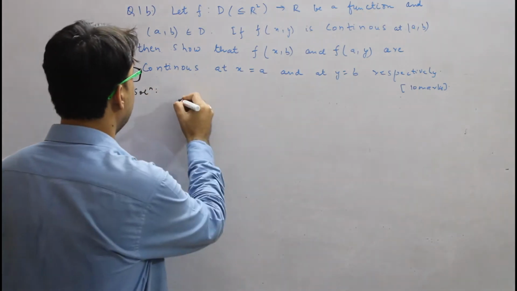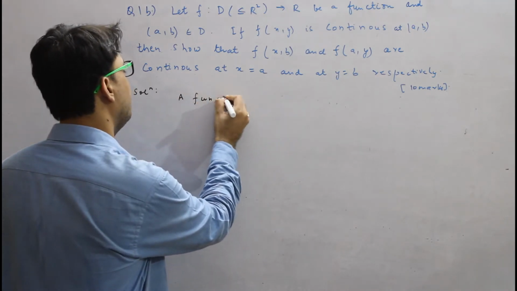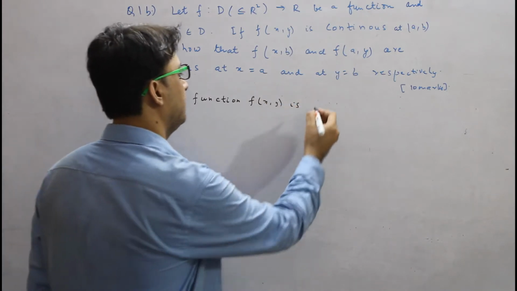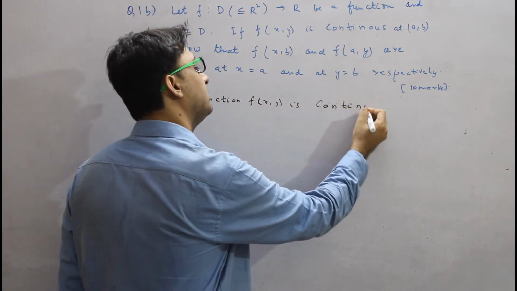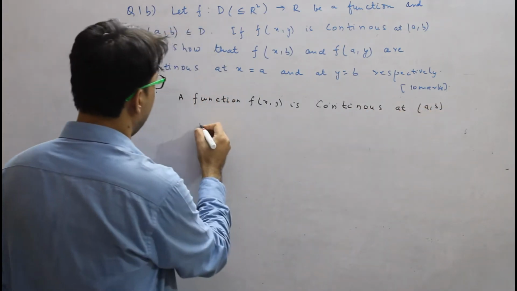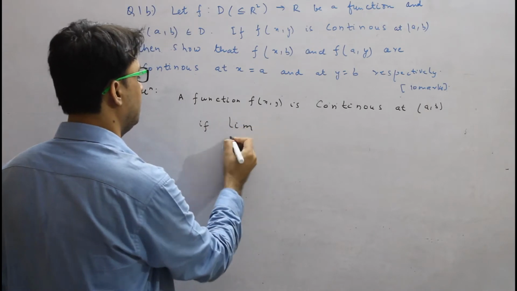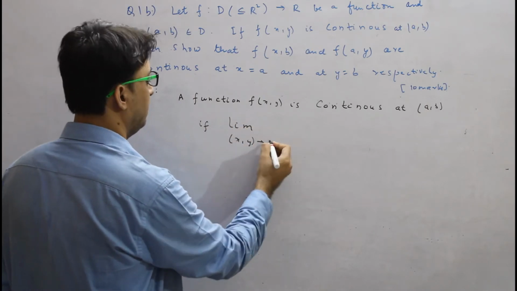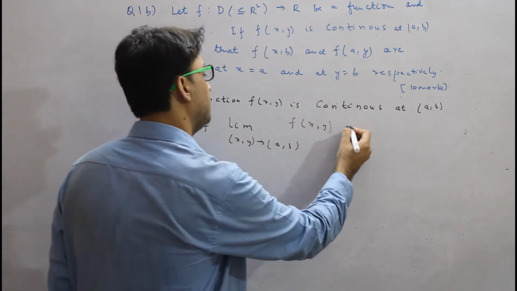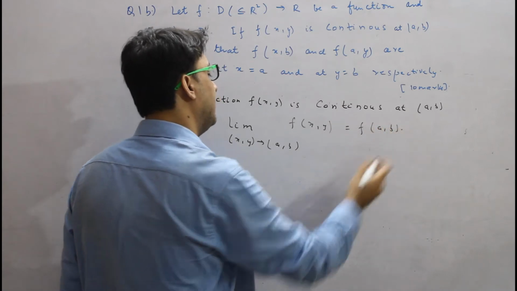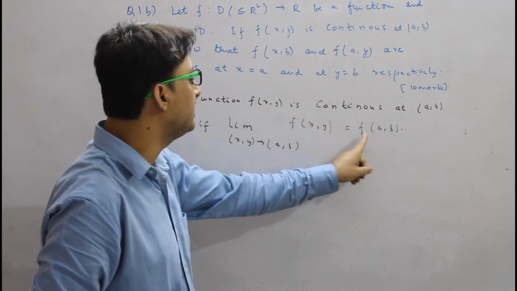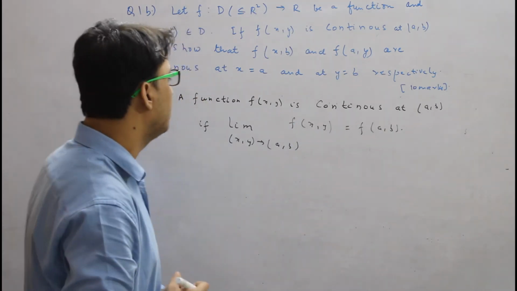So a function, you have to write the theory very well. A function f(x,y) is continuous at a point (a,b) if the limit as (x,y) tends to (a,b) of f(x,y) is f(a,b). That is, as x tends to a and y tends to b, my f(x,y) will tend to f(a,b). That is the key point.